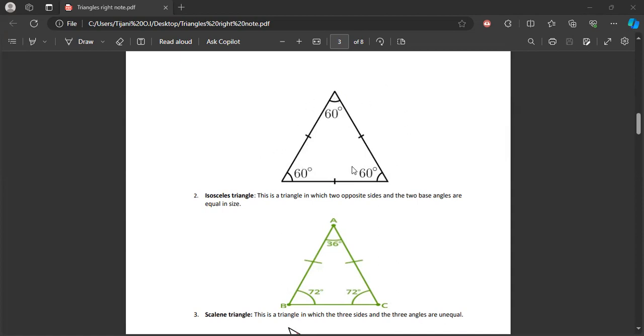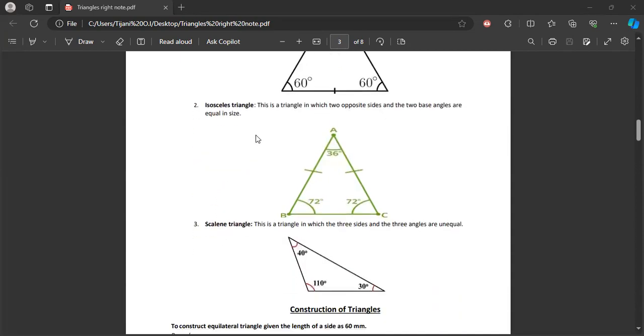Then we also have an isosceles triangle, in which two sides are equal in length, and also the base angles are equal in size. Here we have side AB and side AC. They are equal in length, and the base angles are 72 degrees each. So this makes this triangle an isosceles triangle.